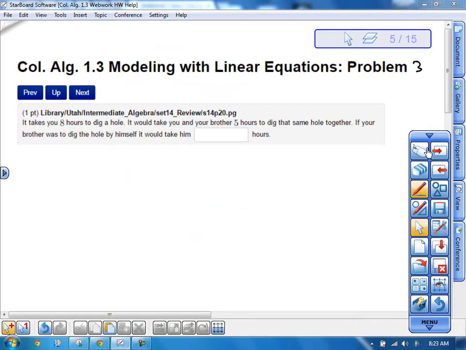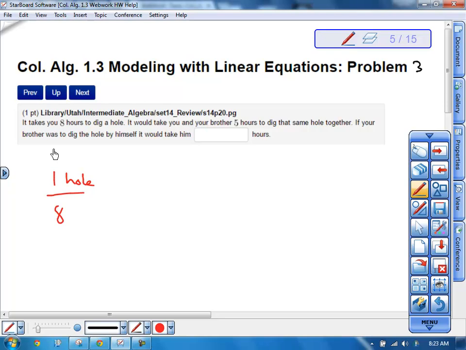Okay, the next problem is problem 3. It says it takes you 8 hours to dig a hole. It would take you and your brother 5 hours to dig the same hole together. If your brother was to dig the hole by himself, it would take him how many hours? Okay, so I'm going to do this as a rate. So you can dig one hole in 8 hours. So here's you.